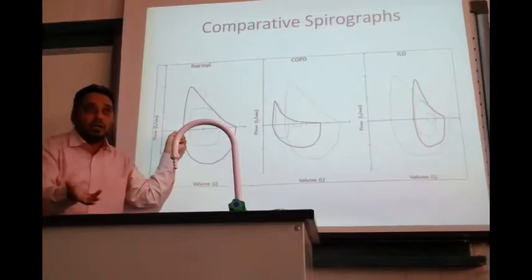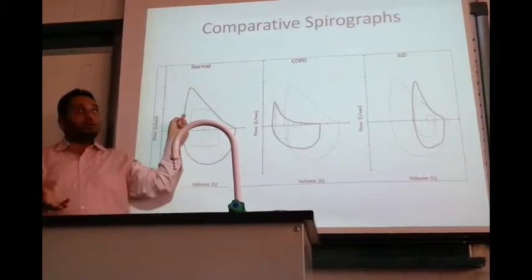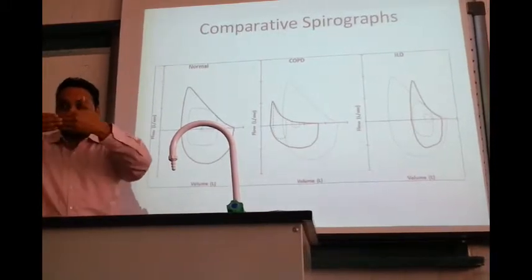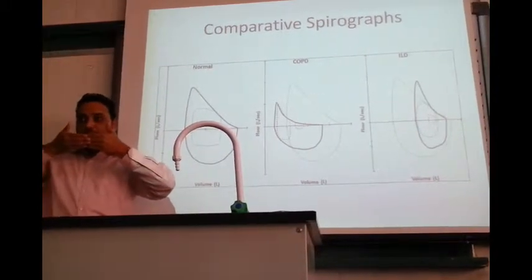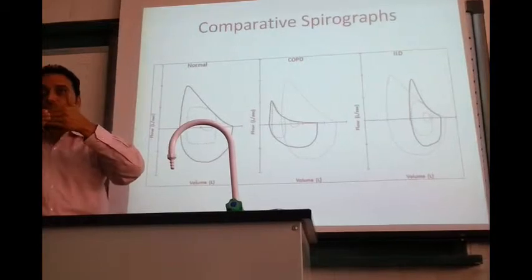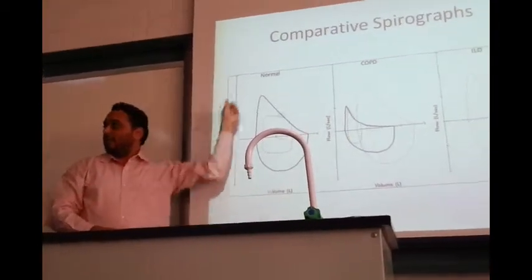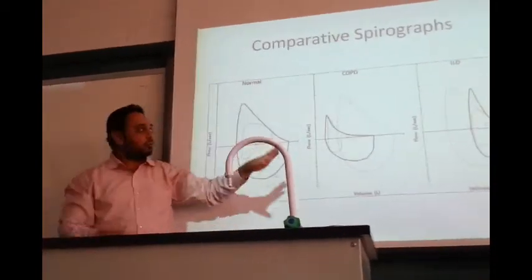When he expires forcefully, it will go up because the membrane is pushed in the opposite direction. When you inspire, the membrane is moving like this. When you expire, the membrane is coming back to its original position and then going towards the opposite side. So that's why the deflection is like this and like that. Get it? Okay, so this is the normal.